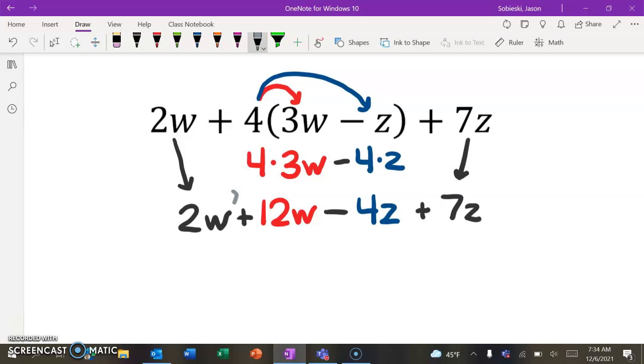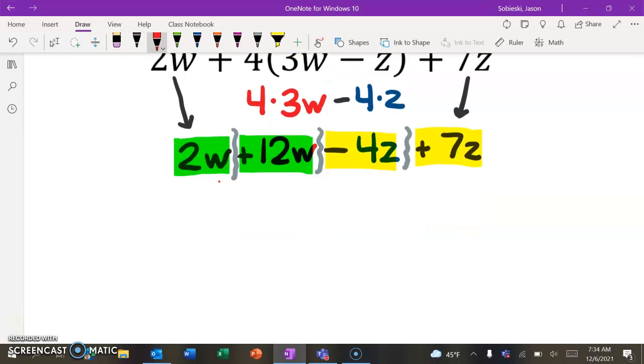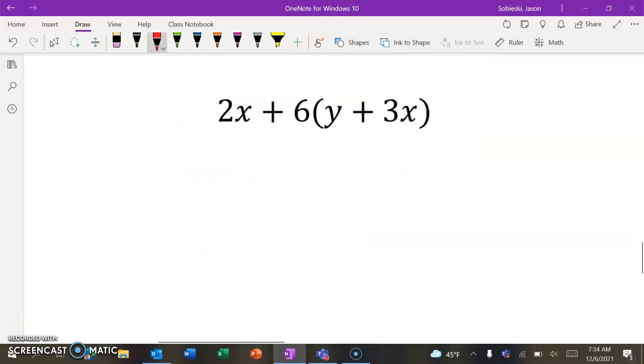Now we're going to take our expression, put our squiggly lines in if you want to, and we are going to combine our like terms. So I see that we have w terms, and we also have some z terms, 2 of each. If you combine those, 2w plus 12w will give you 14w, minus 4z, or negative 4z, plus 7z. If you do that in your calculator, will give you a positive 3z. So that is as simple as we can get for that example. And we are simplified.